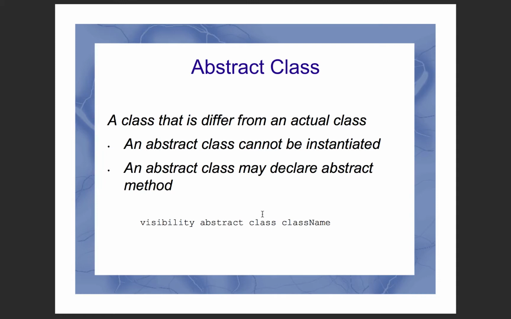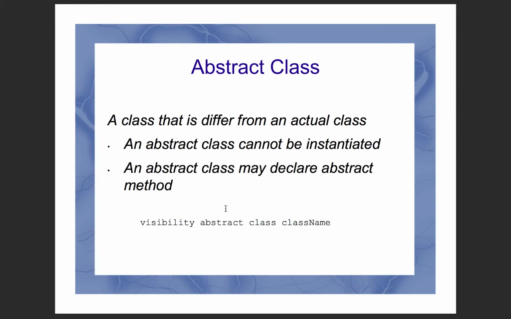An abstract class may declare abstract methods. So which is an abstract method? An abstract method is a method which is not implemented. Only the prototype of the method is given, then you can say this is an abstract method. A method that is not implemented, that is not defined, is an abstract method. So these are the two things: an abstract class cannot be instantiated, and an abstract class may declare abstract methods.